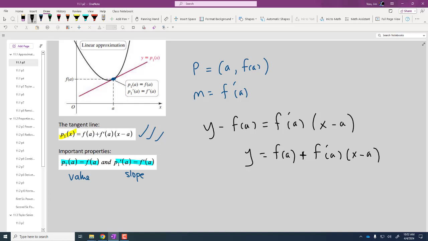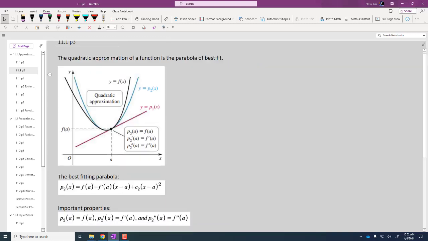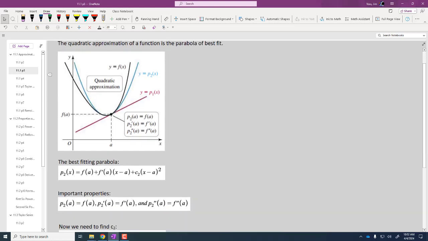Okay? So now if we want to build up and get to a p sub 2, the best quadratic approximation to the function, so that's the thing in blue, we are going to have a third match. So for p sub 2 to be the best quadratic approximation, we certainly want the values to match. So the quadratic better have the same value as the original function. We want the slopes to match, and we want the concavity to match.